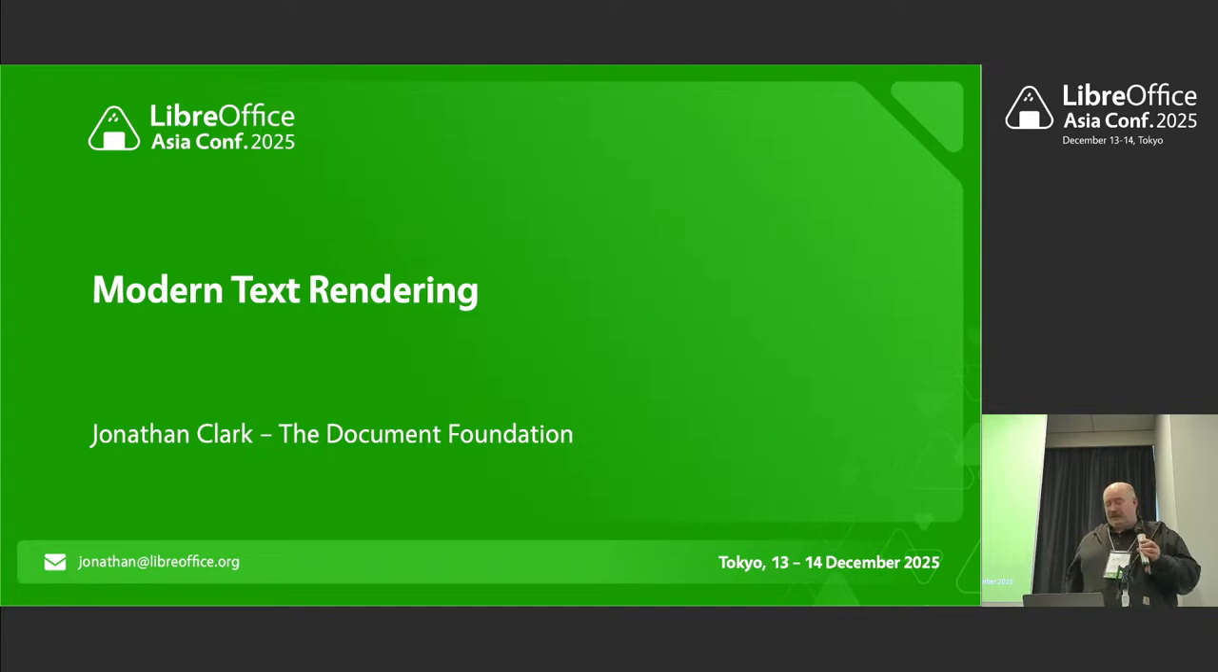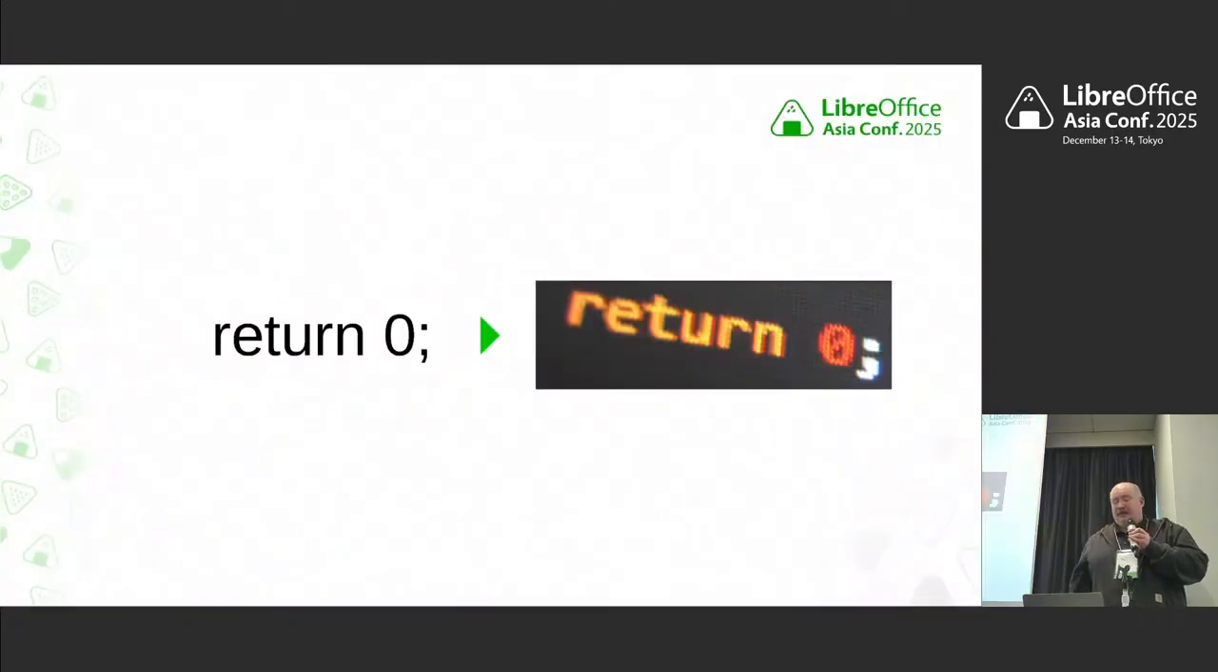Okay, good morning, everybody. I am Jonathan Clark, a developer from the Document Foundation. And today I want to give a lightning tour of all of the work a modern software system needs to do in order to actually put text on your screen. It's a little bit of a fun topic. LibreOffice mostly uses libraries to do this work, but understanding these topics better means we understand the trade-offs that our libraries are making for us.